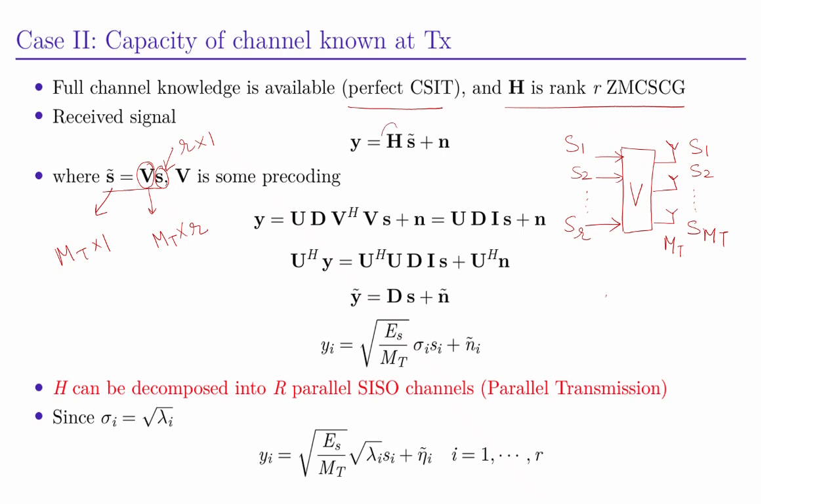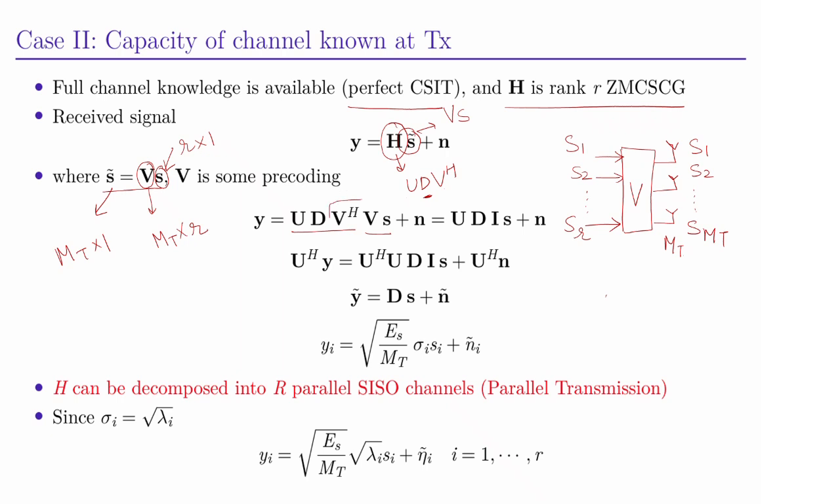Now we know H can be decomposed using singular value decomposition. H can be decomposed into U, D, V Hermitian, where U and V are the unitary matrices, and D is the diagonal matrix comprising the singular values of H. So we can expand this expression and we will get U D V Hermitian, and then we have Vs, because S tilde can be represented as Vs. So we get this particular form.